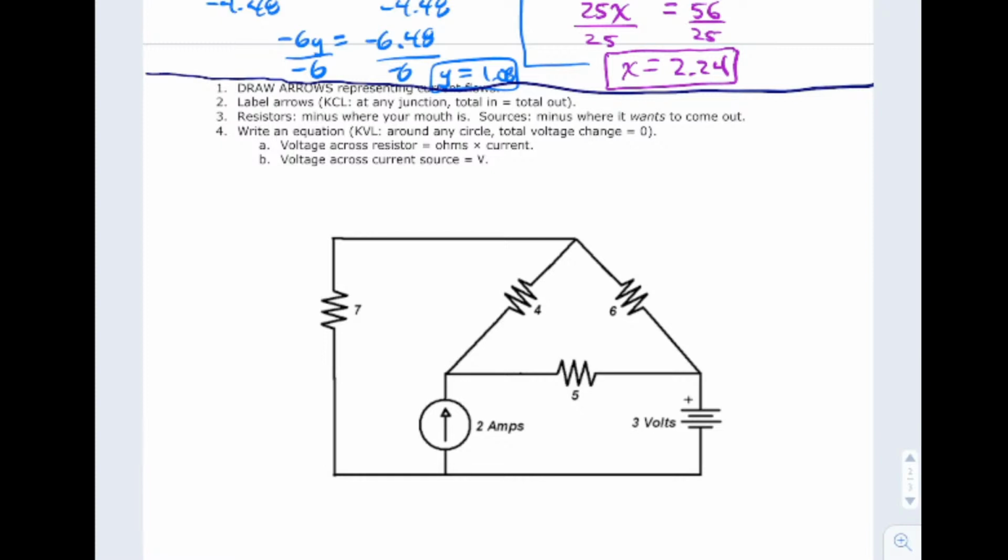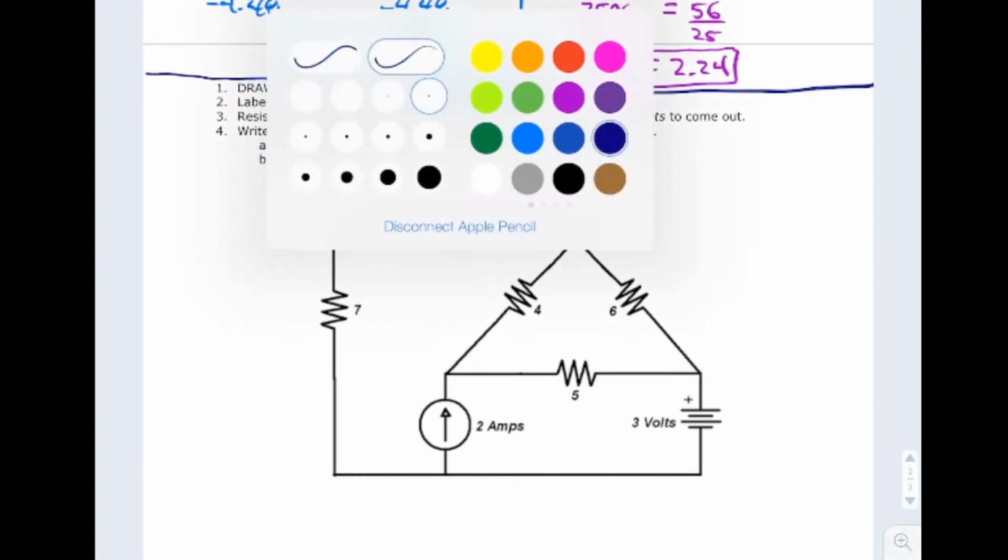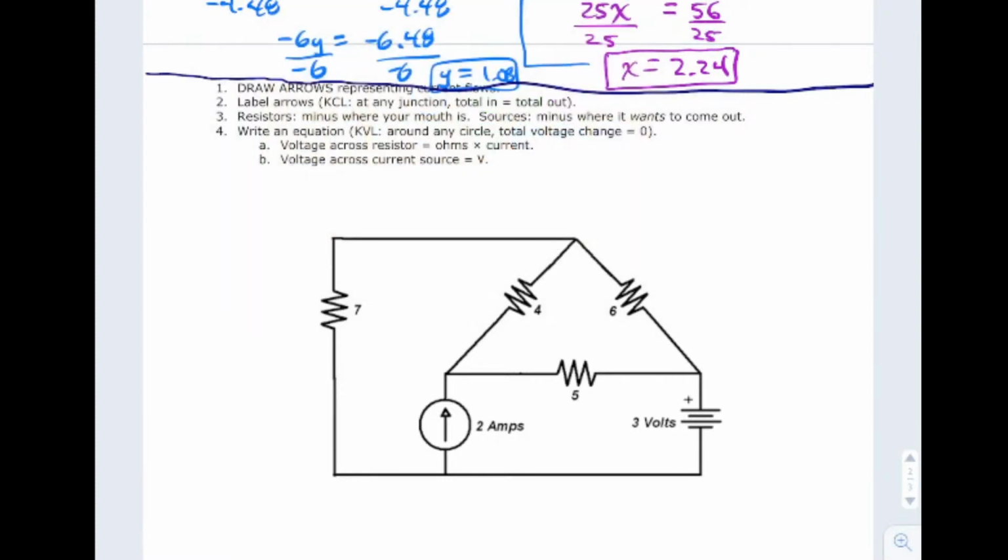Now, the first thing I want to do is pick a different color. The first thing I want to do is start drawing some currents here. Well, I know that this branch is 2 amps, right? Because it has a 2 amp source. That's got to be 2 amps. I don't even have to label it, really.